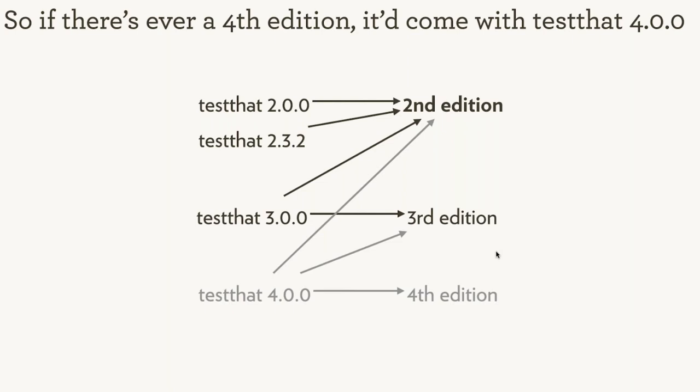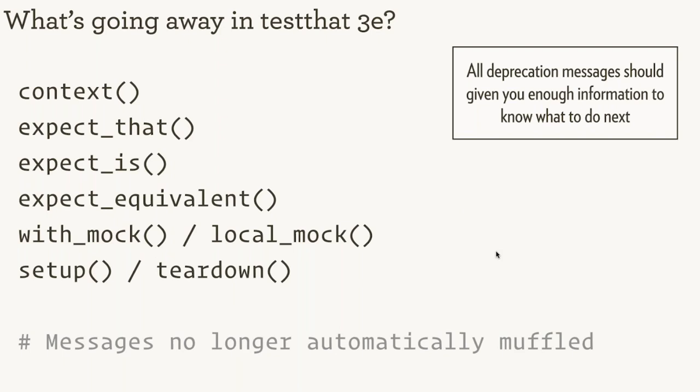So what's going away in the third edition? These are the things that are most likely to lead you to change your tests. The context function is going away. We've been moving away from this for quite some time, in favor of just using the name of the test file. There's no need to duplicate the information in the test file in another function, which you have to remember to update if you ever move your test files.